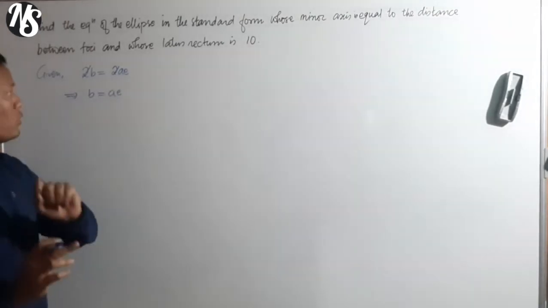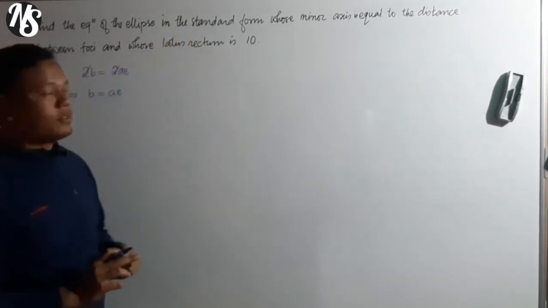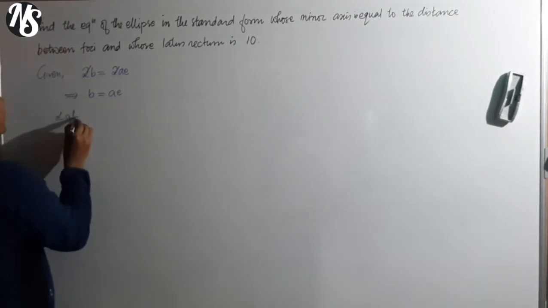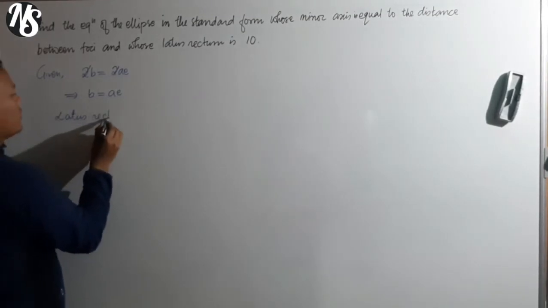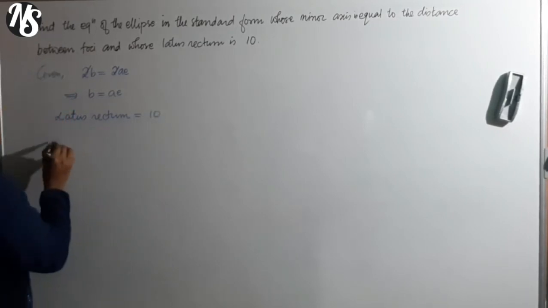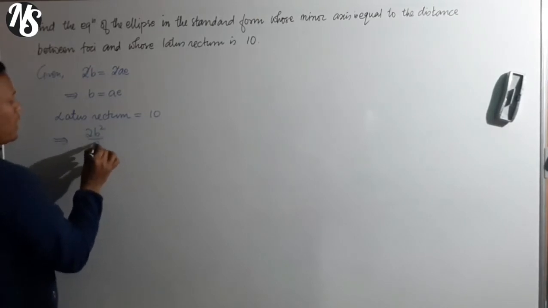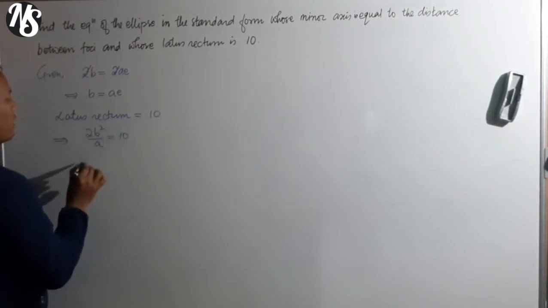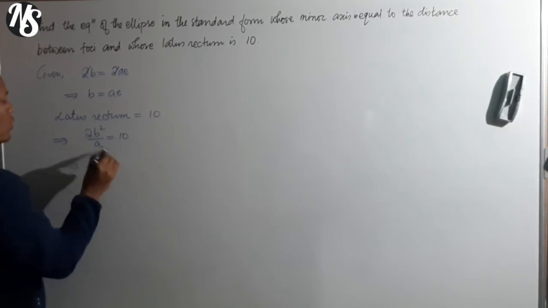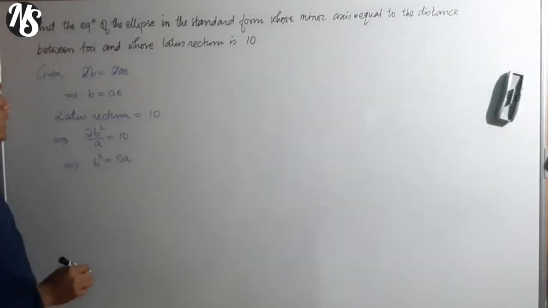Okay, and one more thing is given to you, and that is the latus rectum is given to be 10. So what is the formula for latus rectum? It is 2b square by a is equal to 10. And from here you get that b square is equal to how much? You'll get this to be 5a, right?